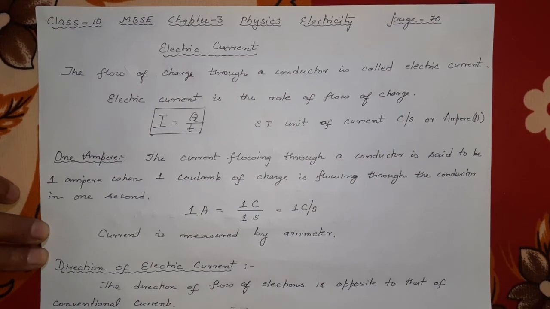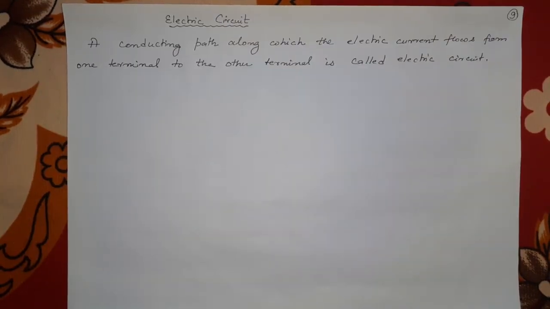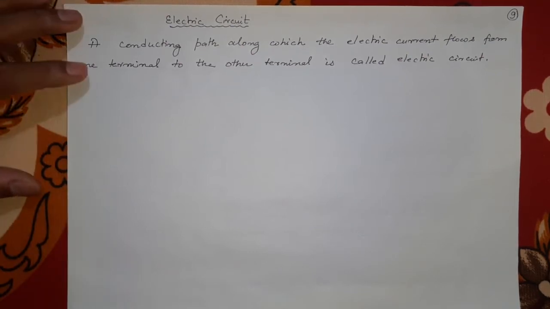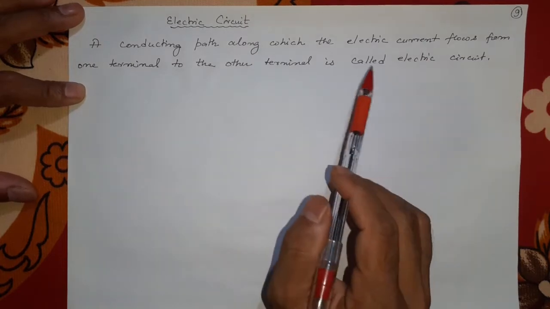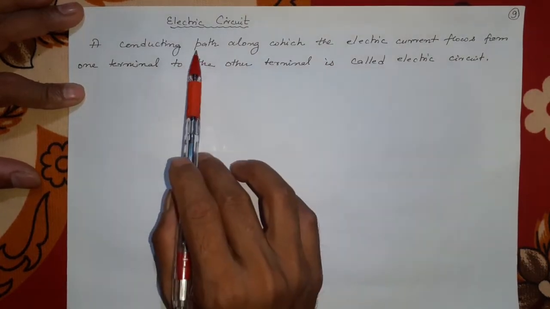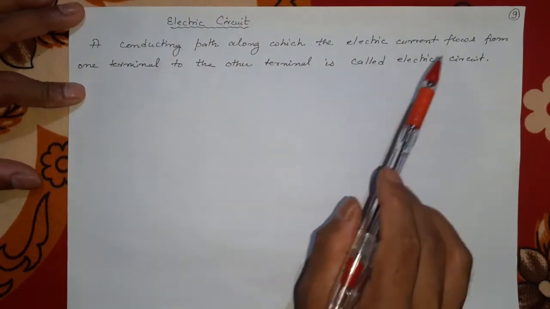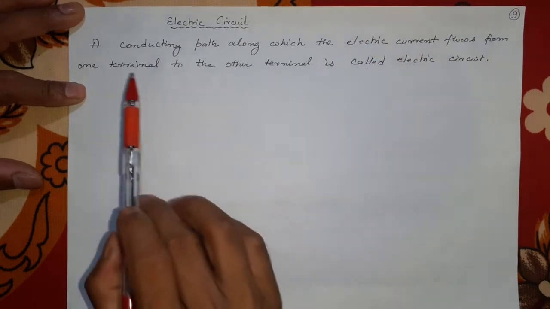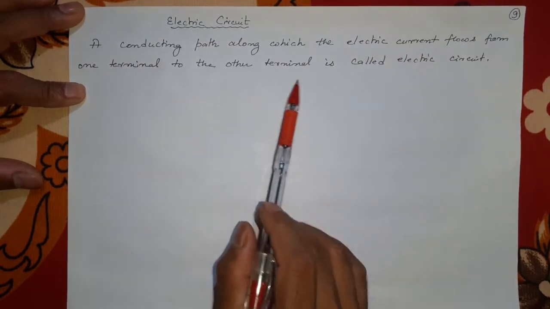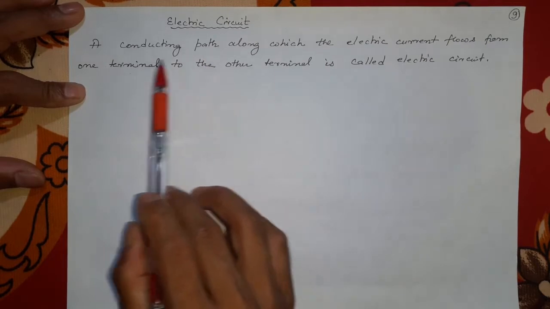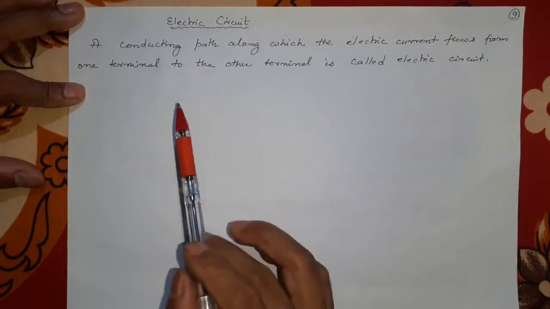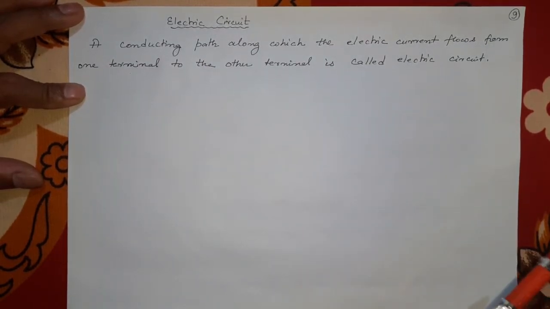Okay, this is electric circuit. What is an electric circuit? Let's try to understand. When you have an electric current and it has to pass through some wires or any conductor, any path, from one terminal to the other terminal, that path through which it passes through the wire or a conductor is called an electric circuit.